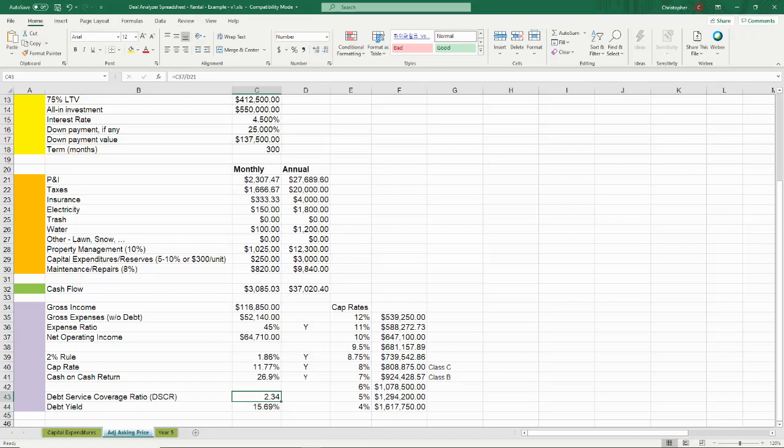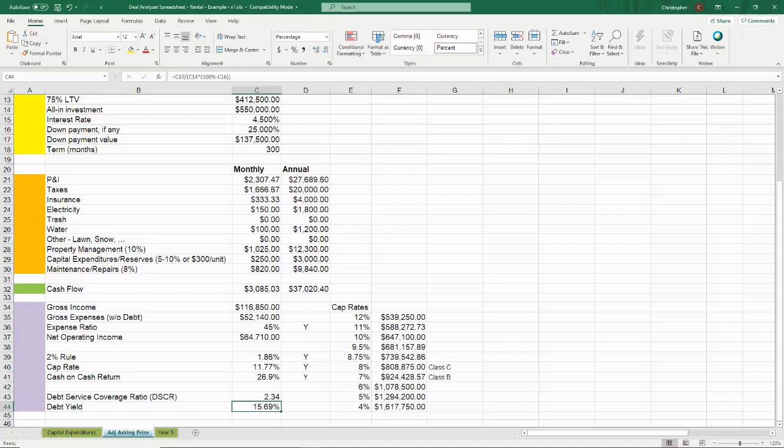The bank will typically want to see a 1.2 to 1.25, maybe 1.3 debt service coverage ratio. That means that your net operating income will pay the mortgage and you'll have some left over for yourself. In this example of this real estate asset that we've been analyzing, the debt service coverage ratio is 2.34. So the net operating income is double the mortgage annual payments and some.